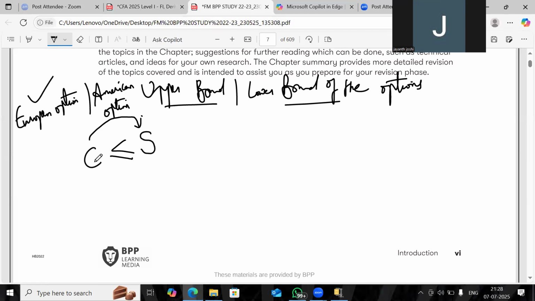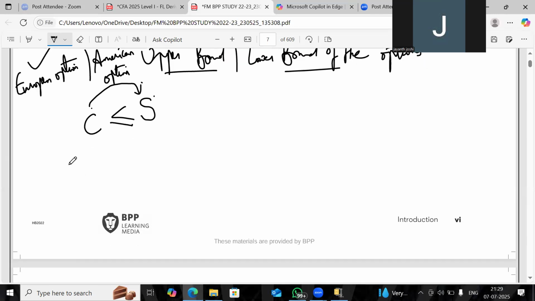A call option premium, the price you're paying for the call option. You are buying a call option for what purpose? For buying a stock in the future at a price agreed as of today. That is the strike price. So the call premium you're paying should always be less than or equal to the asset value or the stock price. But why is that? Let's say I take a good example. There is a school in which you want to take admission. The admission fee is 4 lakh.